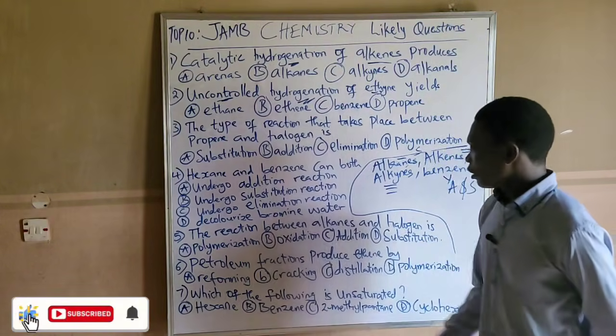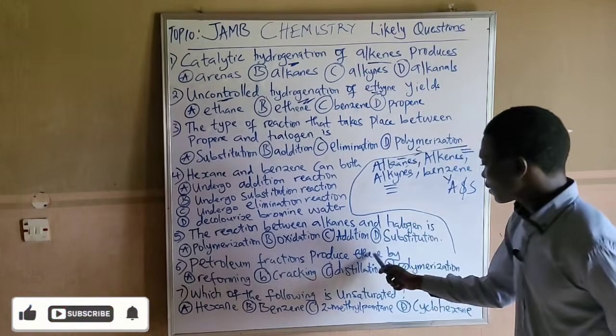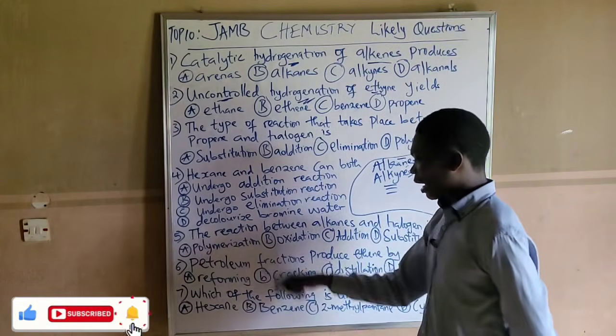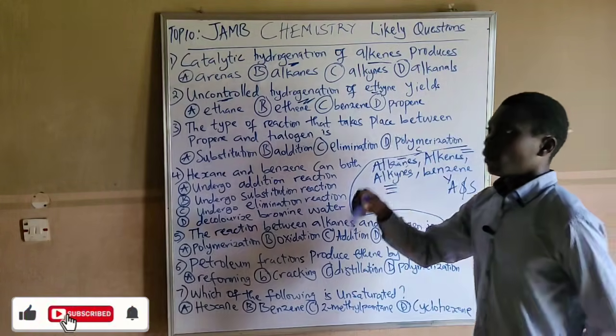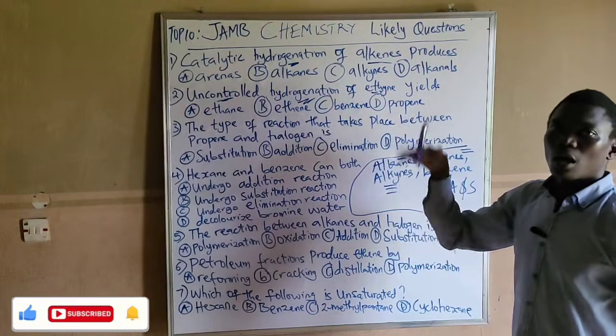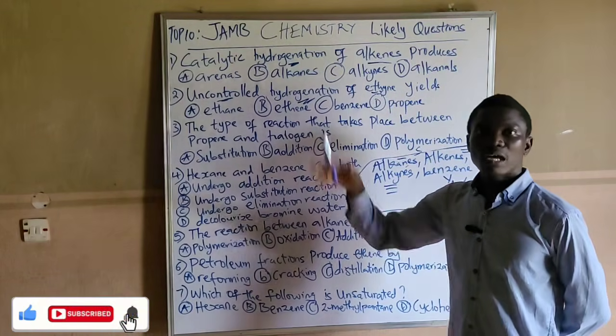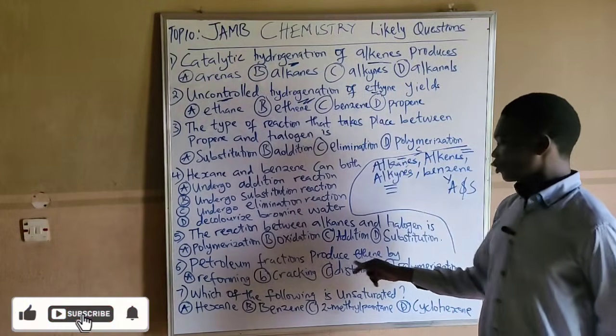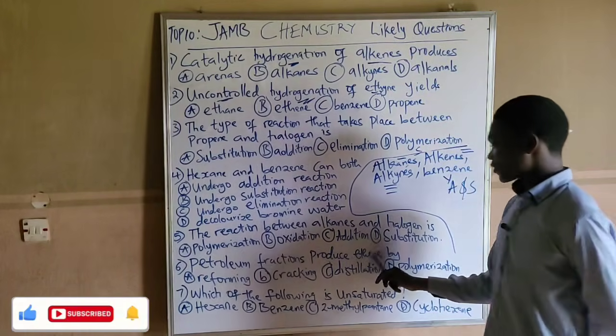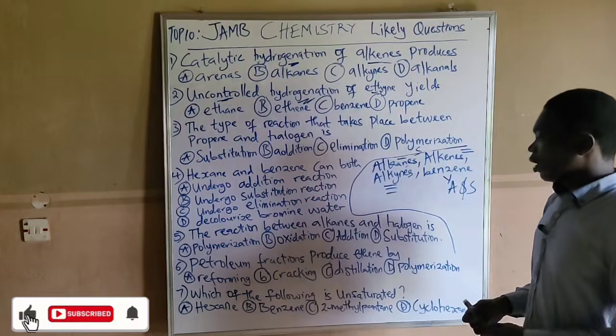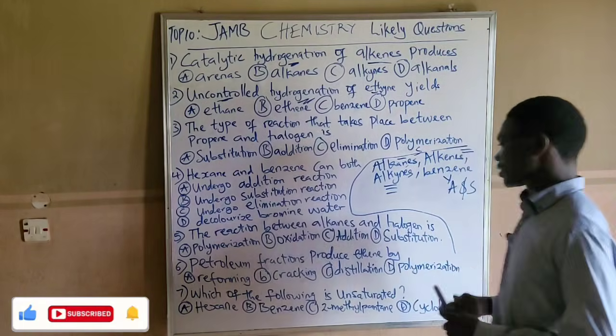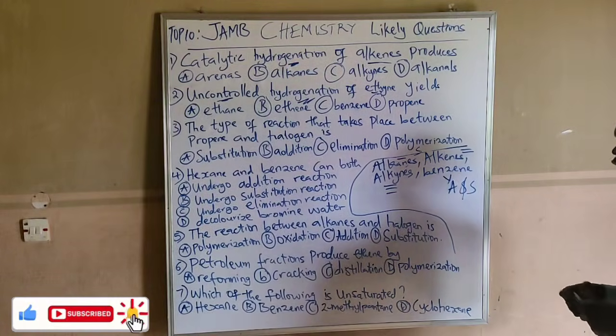Okay? Now, the correct answer to this is cracking. This is where you crack those alkane products you got, so that you'll be able to get the alkene product, which is ethene. Okay, for question number 7, it says, which of the following is unsaturated?